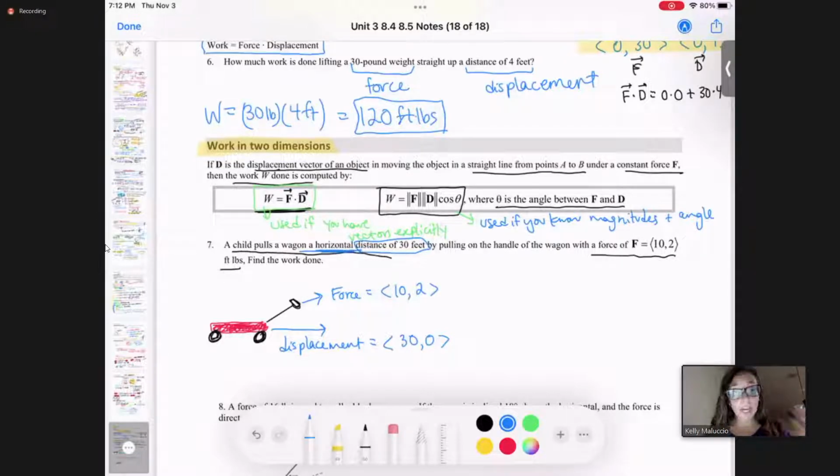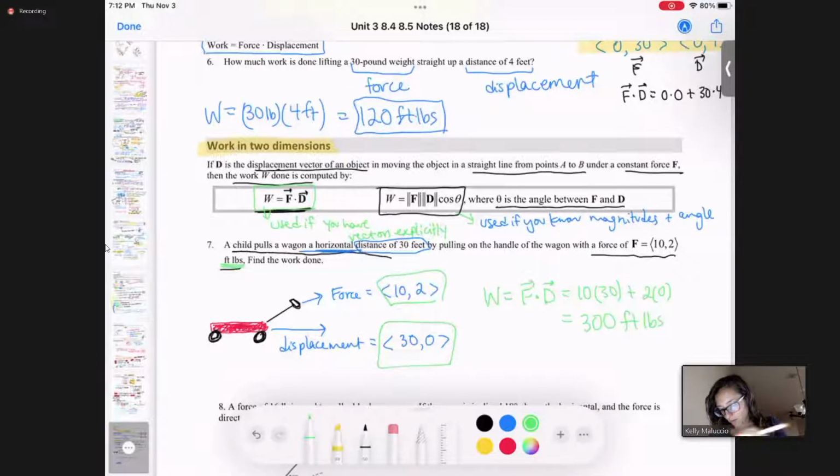So now we explicitly have our two vectors, so we are going to use the first formula. Our work is going to be F dot D, these two multiplied together. That means it's 10 times 30 plus 2 times 0, and that's going to be 300. And it was foot-pounds, they said? Yeah, foot-pounds.